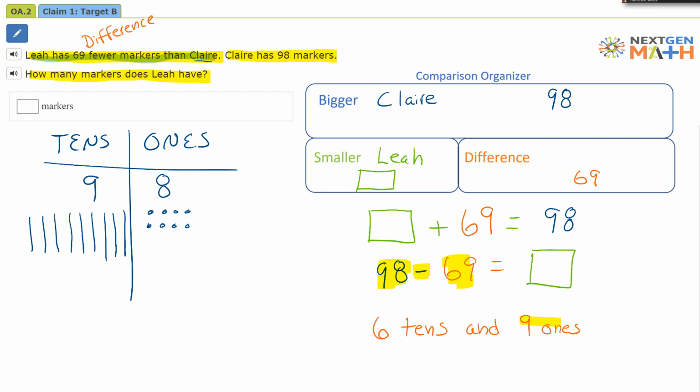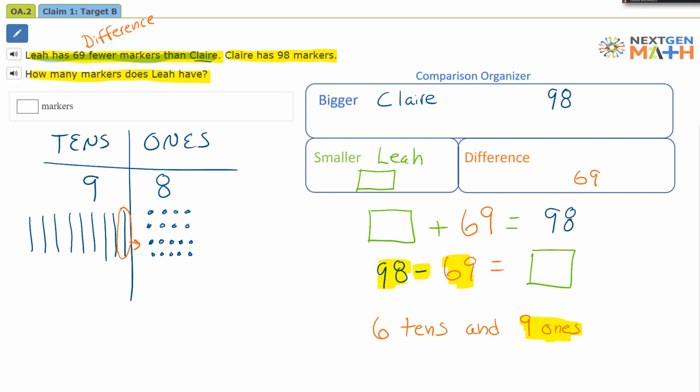So let's subtract 9 ones. What we notice over here is that we only have 8 ones. So what we're going to do is this. We're going to regroup this group of 10 into dots. And these dots are going to look like this. Here's our 10 dots. So now we have 10 dots.